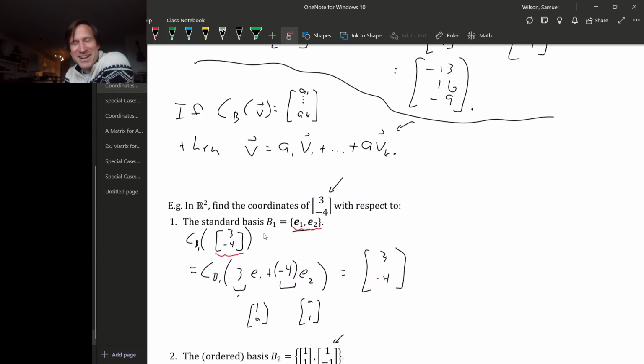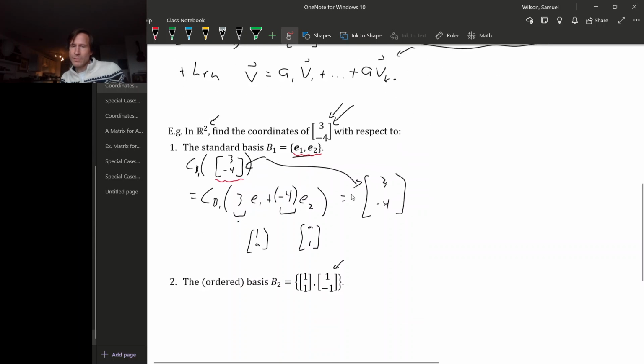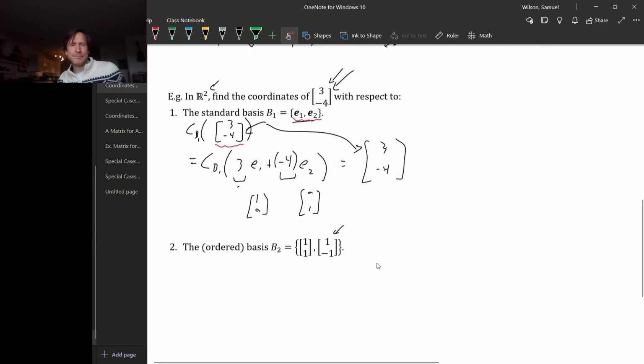Notice that in R2 with the standard basis, the coordinates are the same thing as the original vector. So really, this whole time when we've been talking about vectors with entries, these are really the coordinates with respect to a standard basis. All right, so now let's take the same vector, but let's write its coordinates in terms of this basis. So it's a different basis, so its coordinates are probably going to be different. They will be different.